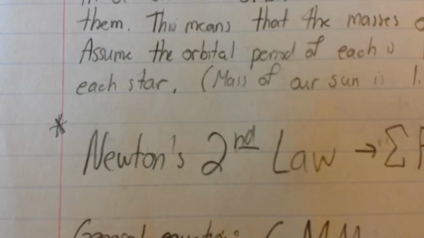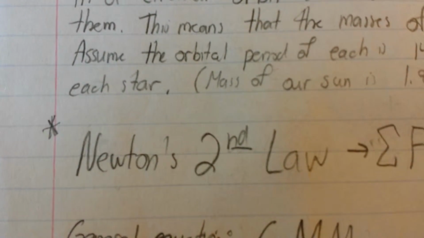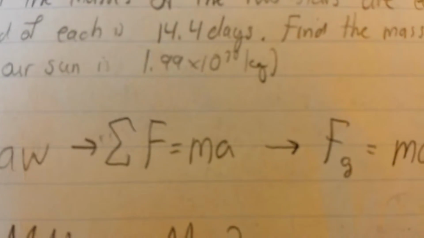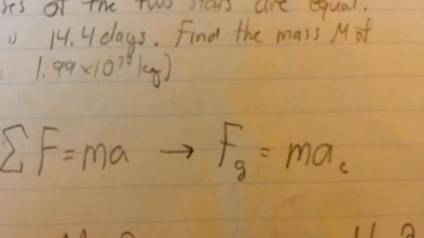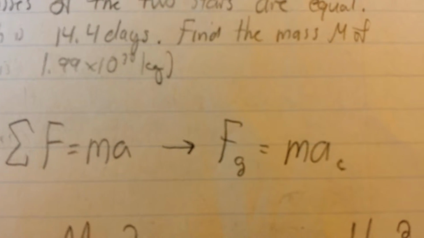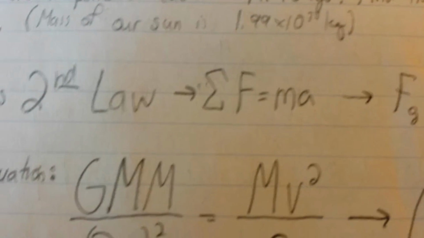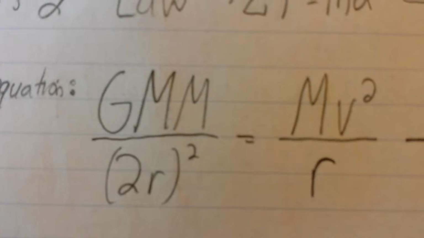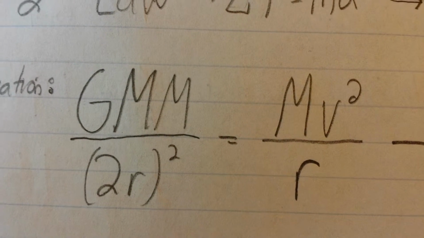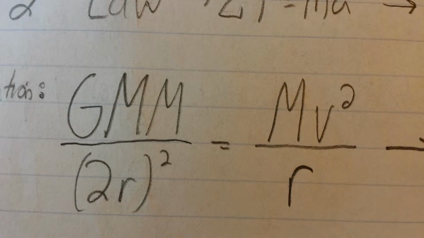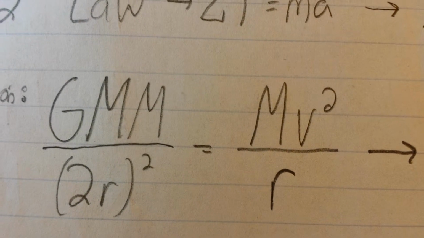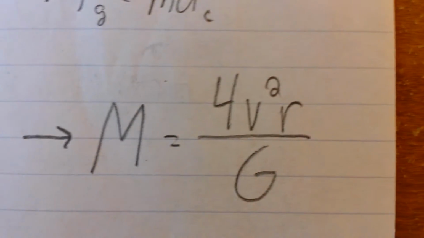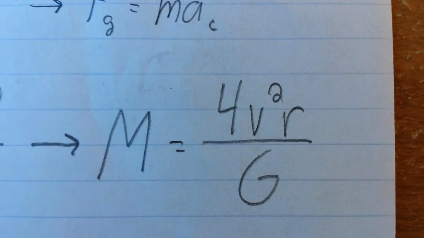In order to find the mass, we must refer to Newton's second law. Newton's second law states that the sum of all forces is equal to mass times acceleration. But what you also learn in this chapter is that the force of gravity is equal to mass times the centripetal acceleration. So the force of gravity is given by this equation, and the centripetal force is given by this equation. Because they're both forces, you just make them equal to each other. Then, because you're trying to isolate the variable m, it comes out to be this. This is the equation that you will use.